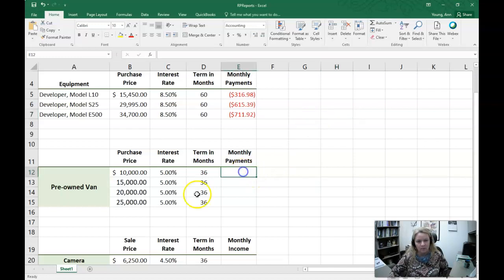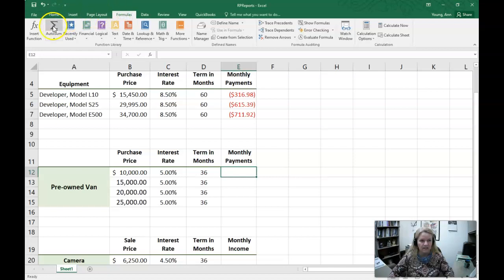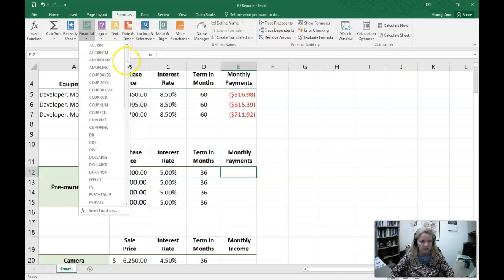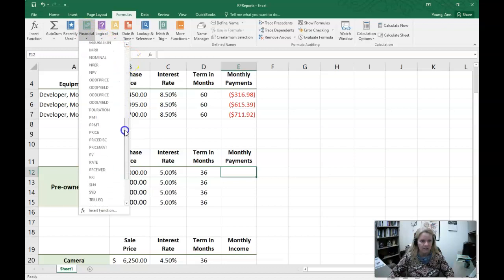Let's try it again. This time we're going to use the payments for a 5% loan at different amounts, varying by $5,000 over 36 months. So the long way around this one would be to go to the Formulas tab. This is a financial formula. Select Financial. This is a payment formula.